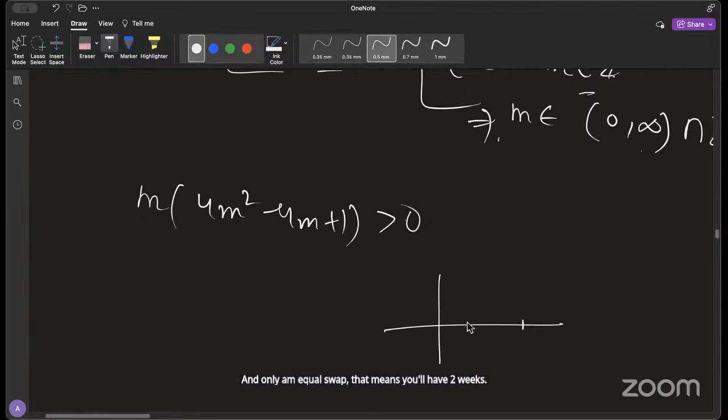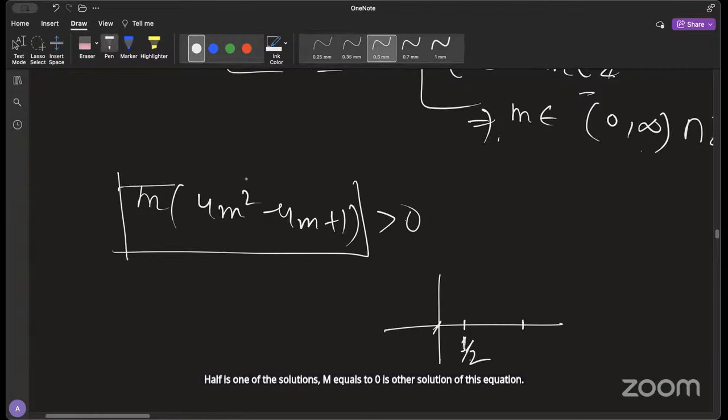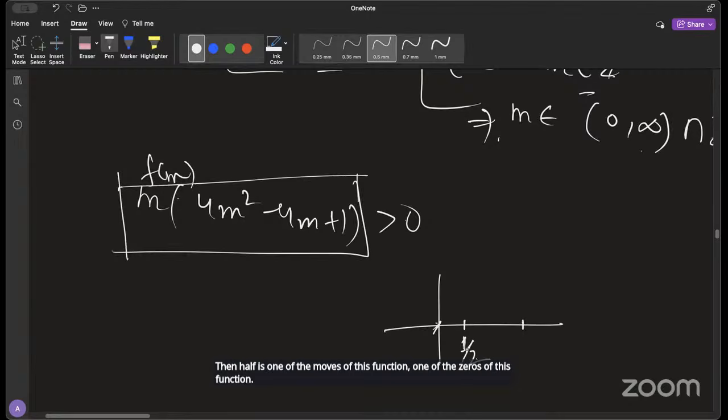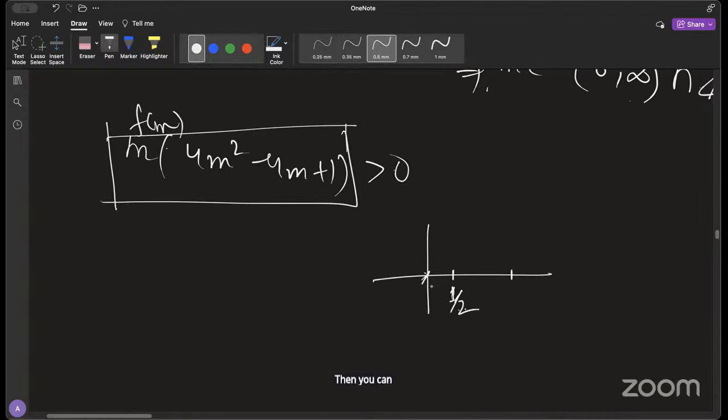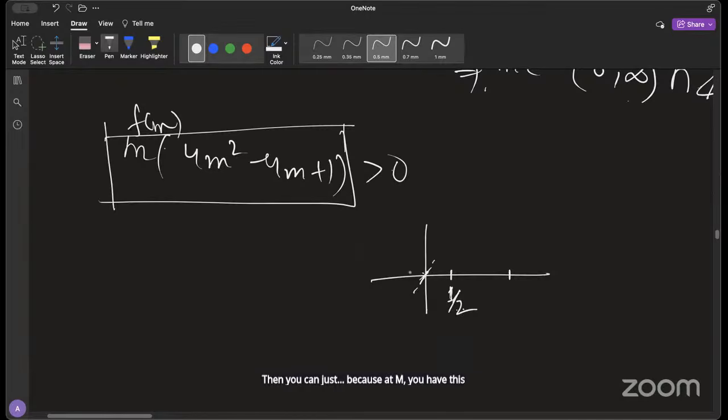M equals to half, let's say m equals to half is here. Now, if you look at this quadratic equation, half is one of the solutions, m equals to 0 is the other solution of this function. If this is a function in m, then half is one of the roots of this function, one of the zeros of this function. M equal to 0 is also one of the solutions. And then, because at m you have this, either it's going this way or it's going this way.